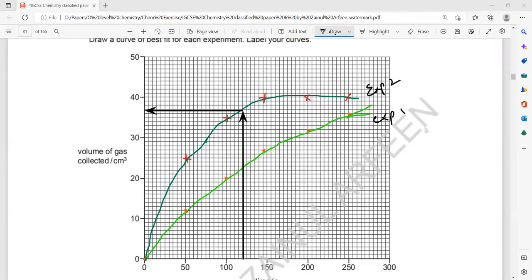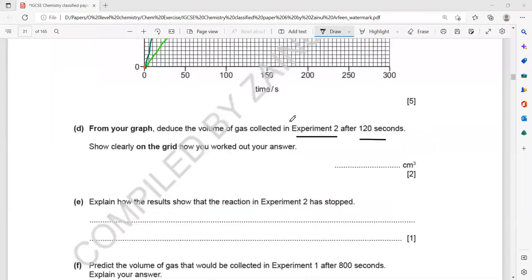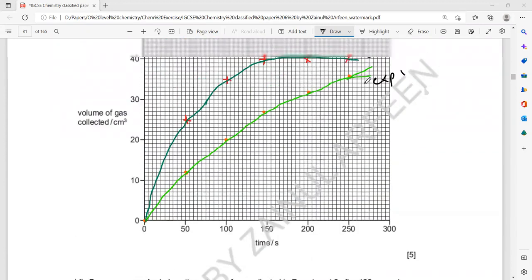So we'll write as 37. And you have to draw this line on the graph, like keep it. So after 120 seconds, the volume of the gas for experiment 2 was 37 cm3. Explain how the result shows that the reaction in experiment 2 has stopped. How can these results show that the reaction has finished or stopped? How can we show it? Experiment 2.